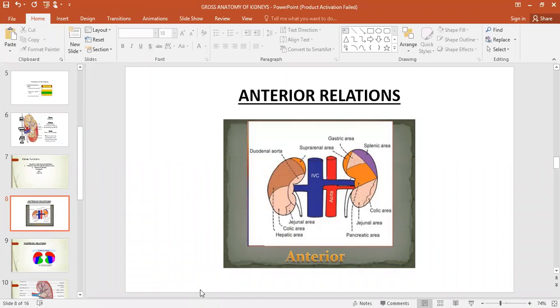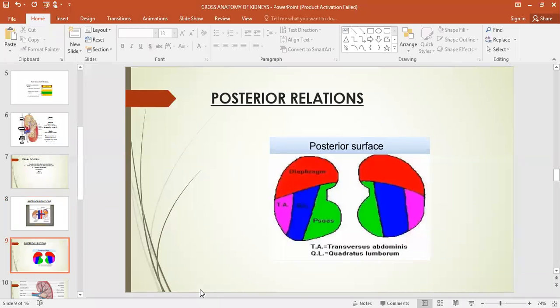Anterior relations of the right kidney are suprarenal gland, duodenum, the liver, colic flexure, and a little part of the jejunum. And the anterior relations of the left kidney are suprarenal gland, stomach, spleen, pancreas, colon, and jejunum.